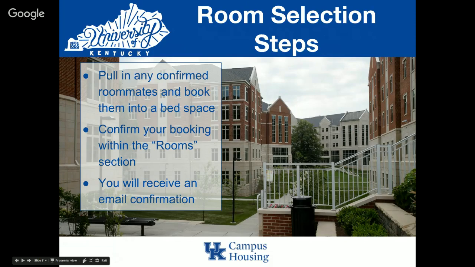Remember, they're labeled A through D. And you're going to confirm your booking within the rooms section. So you'll see a way to go ahead and click that rooms tab, and you'll be able to select that. Then you're going to receive an email confirmation, which will go to your UK email address, and that'll show that you participated in room selection.